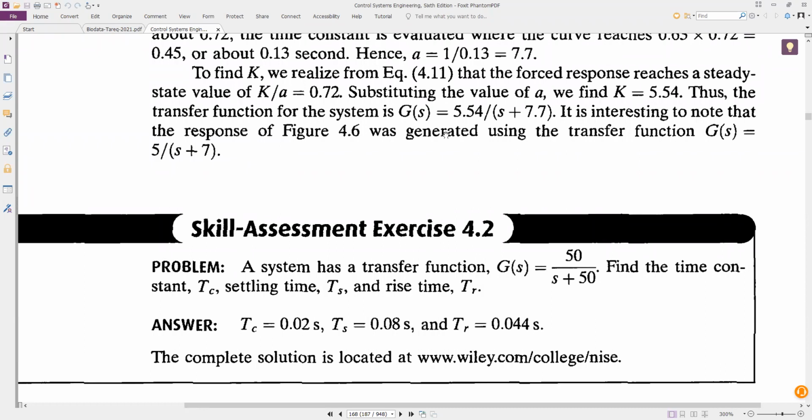Okay. Now let's look at skill assessment exercise 4.2. There is a problem. Let me show you how to solve it.